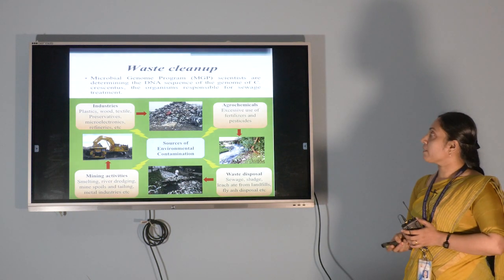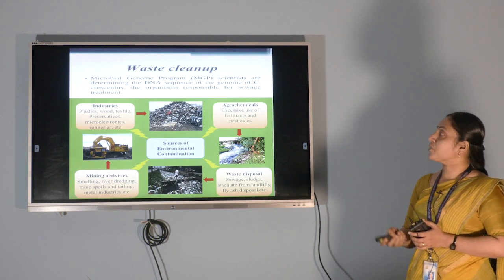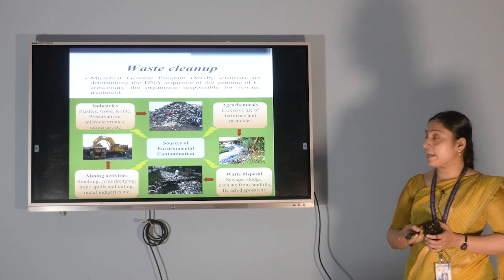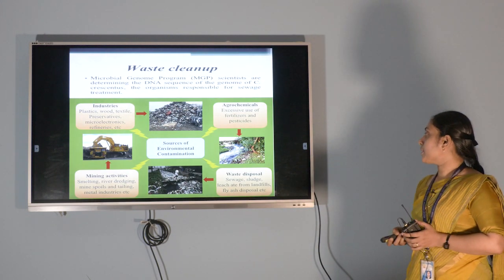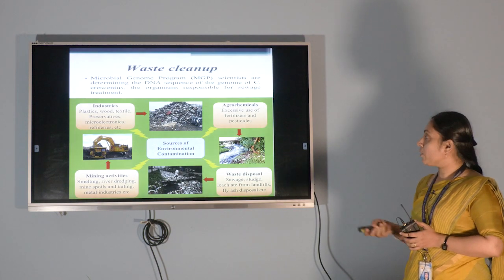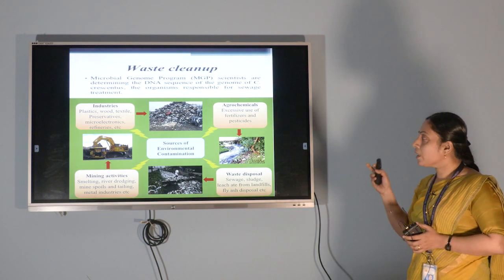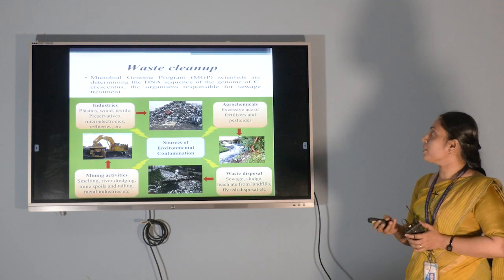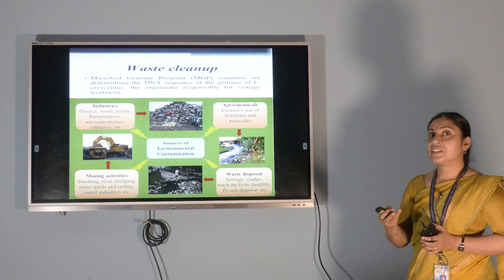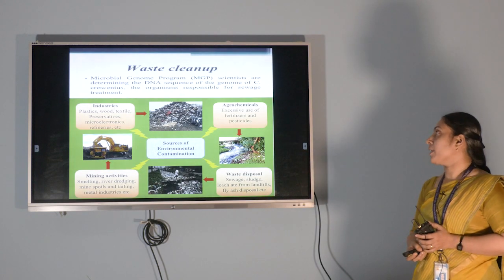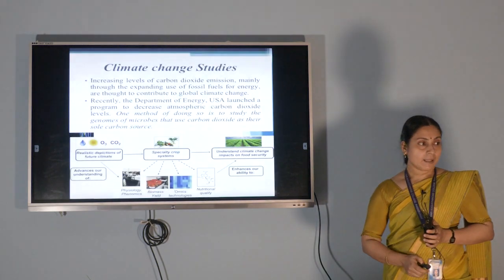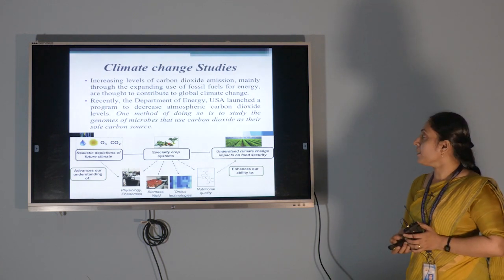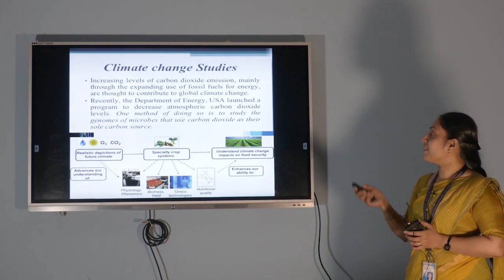This is the waste cleanup method. We are developing potential microorganisms to treat waste, the waste cleanup processing of different industrial level waste and agrochemical waste, like excessive use of fertilizers, and waste disposals like sewage and sludge, then mining activities. All the harmful polluting components are degraded with the help of the potential microorganisms.